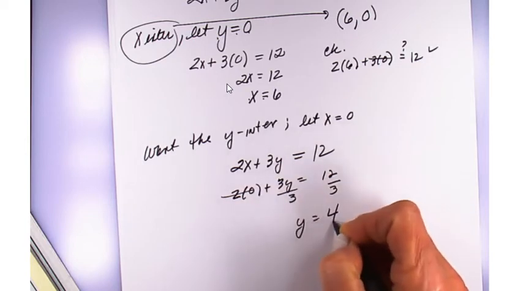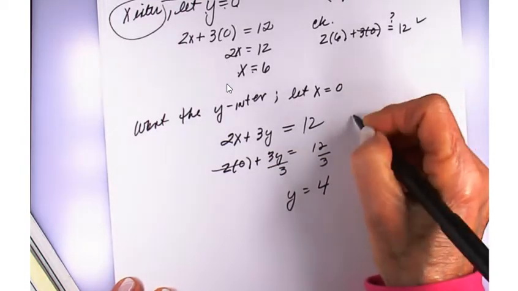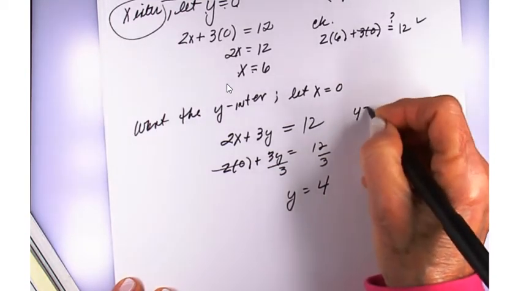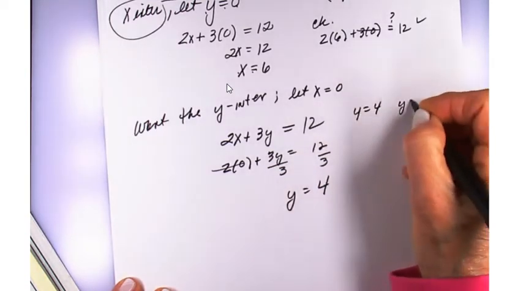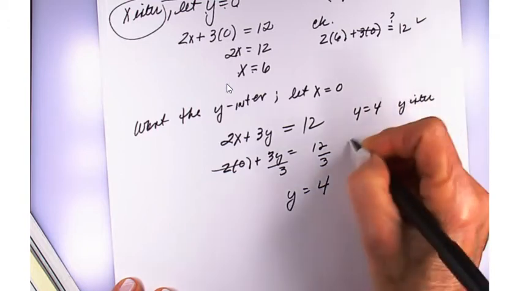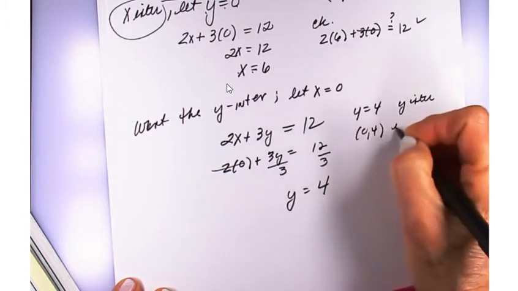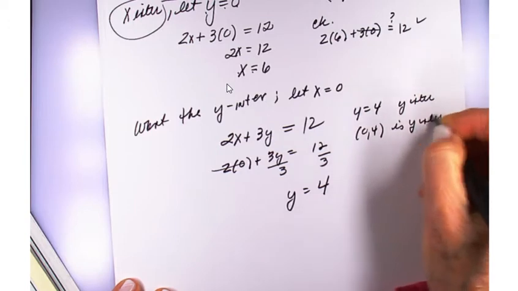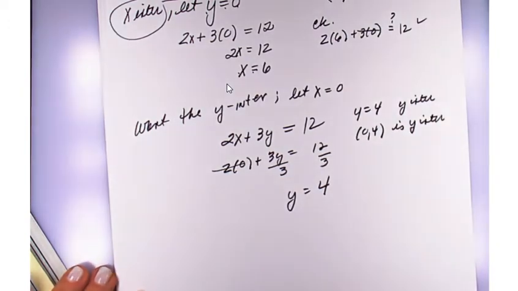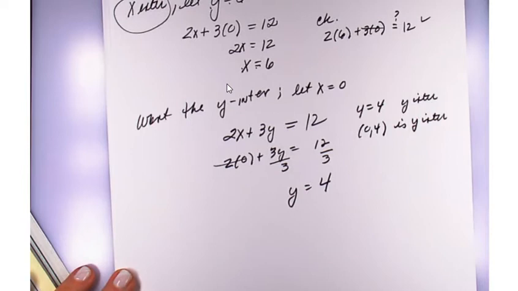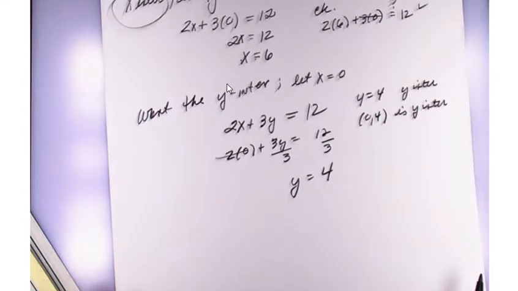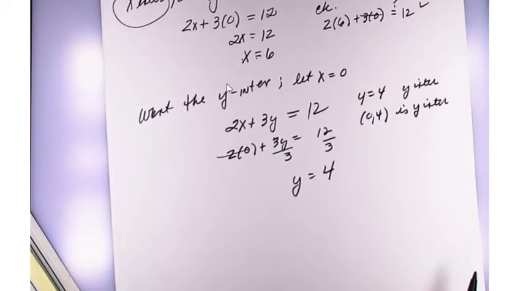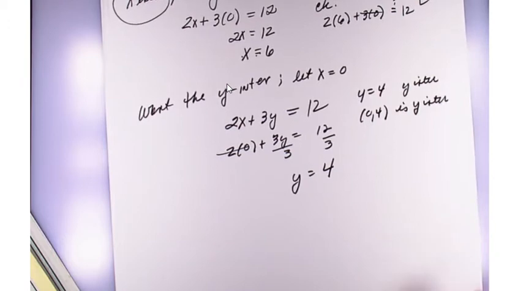So some people say y equals 4 is the y-intercept, and some people say (0, 4) is the y-intercept. It's up to you. Both of those notations are 100% correct. You just need to understand what an intercept is, and you need to find it. I was doing a different line here.